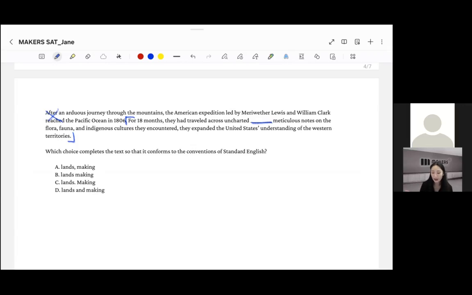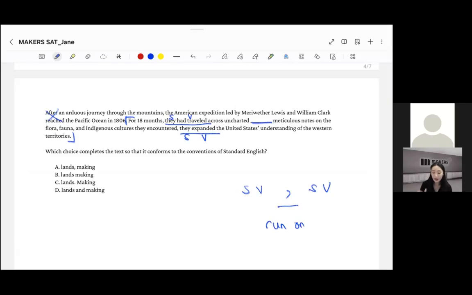They expanded the United States' understanding of Western territories. So we know that they had traveled. This would be subject and verb. And another thing is they expanded. This is also a subject and verb. And what we know is that when there's subject verb and it is just connected with a comma or just no comma, it would be a run-on.